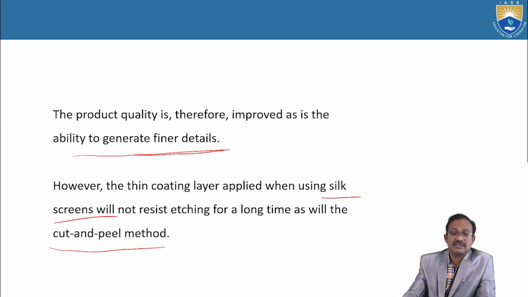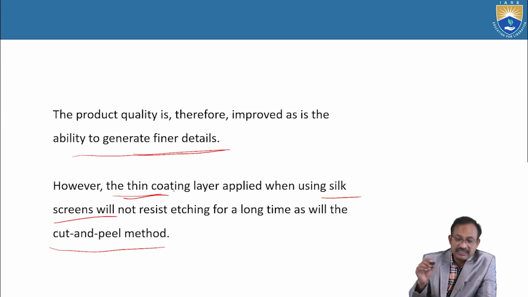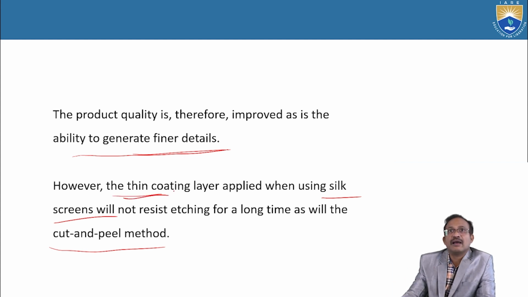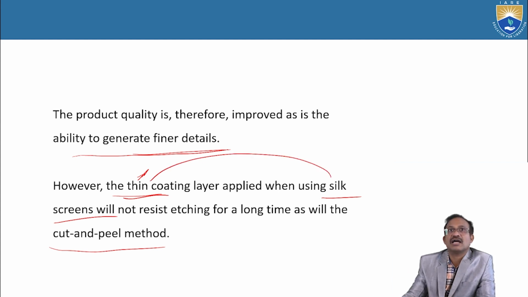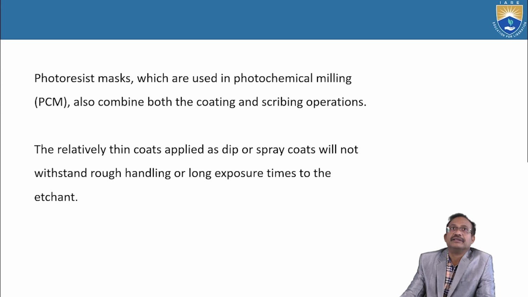When we go with silk screens, the quality will be better, but the thin coating layer applied will not resist etching for a long time as will the cut and peel method. So that is the problem with the silk screen when we go with thin coatings. Otherwise, it will be better in terms of quality and finer details.